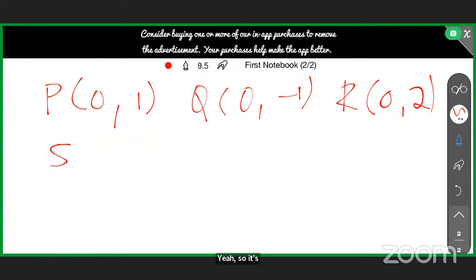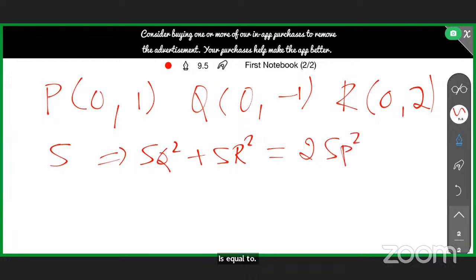Now they are given the 3 coordinates P, Q, and R. Now there is a point S. We have to find the locus of S. Please listen to the question carefully. Find the locus of S, not the equation of the locus of S, such that it satisfies the condition SQ square plus SR square is equal to 2 SP square. Now the locus of this one is dash.